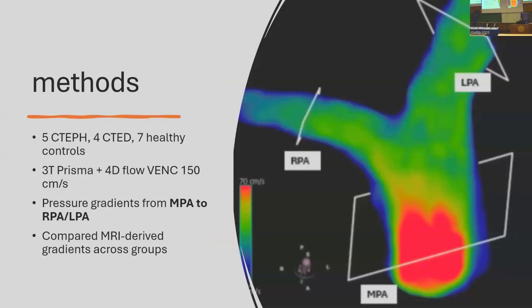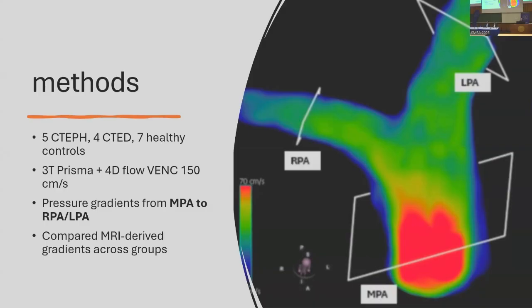This is a very small study, unfortunately, but we did have 5 CTEPH, 4 CTED and 7 healthy controls. All these patients were scanned on a 3 Tesla Prisma scanner with a 4D flow sequence, all set at a VENC of 150 centimeters per second. The data was analysed using the Circle CVI software, and the pulmonary main artery, the right and left, were segmented.